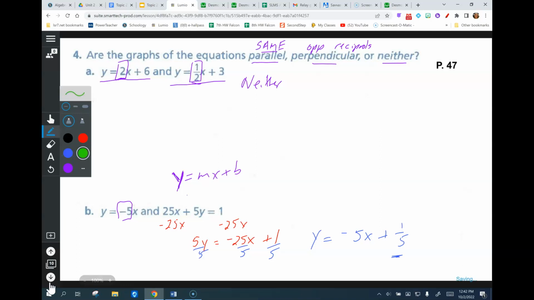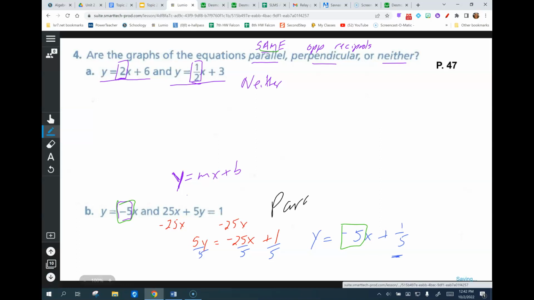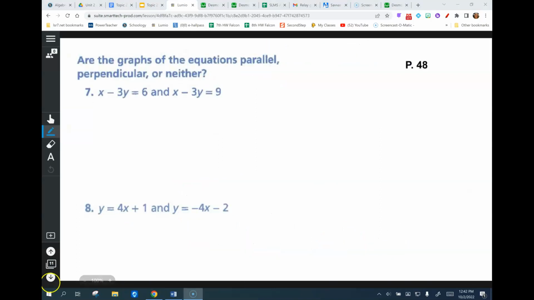So look at your slopes here. I have a slope of negative 5. I have a slope of negative 5. They are the same. So what kind of lines do I have? I have parallel lines. These are parallel. Okay, great. You get to try the next. So go to page 48 and go through what we were just talking about: if they are parallel, perpendicular, or neither. Go. The first thing you have to do is get these into slope-intercept form.